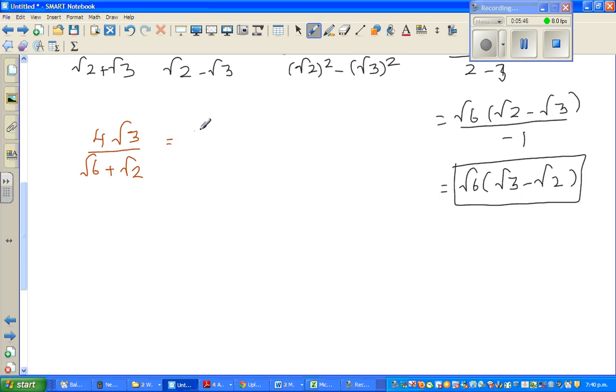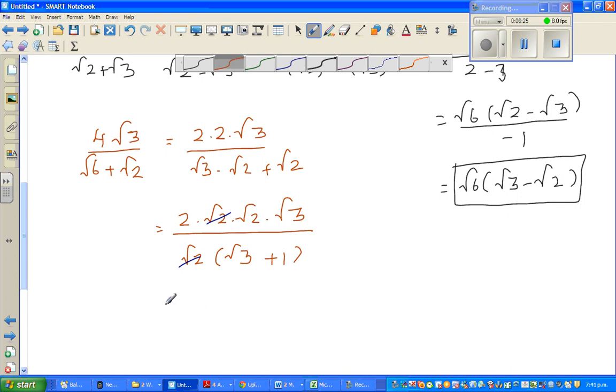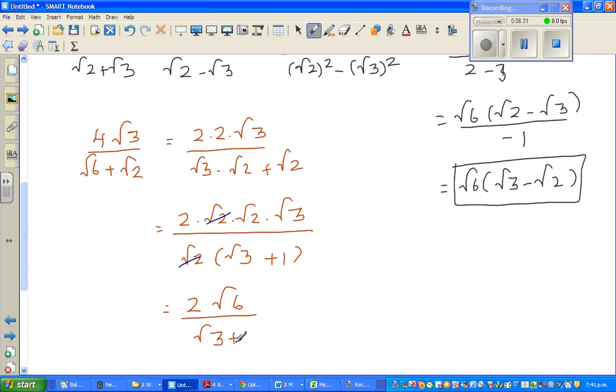This is 2 times 2 times root 3 over root 3 times root 2 plus root 2. I'll leave this 2 as it is. So this is 2 times root 2 times root 2 times root 3 over, I can factor out the root 2. So if you factor out the root 2, you have root 3 plus 1. And now you can cancel 1 root 2. So this becomes 2 times root 6 over root 3 plus 1.